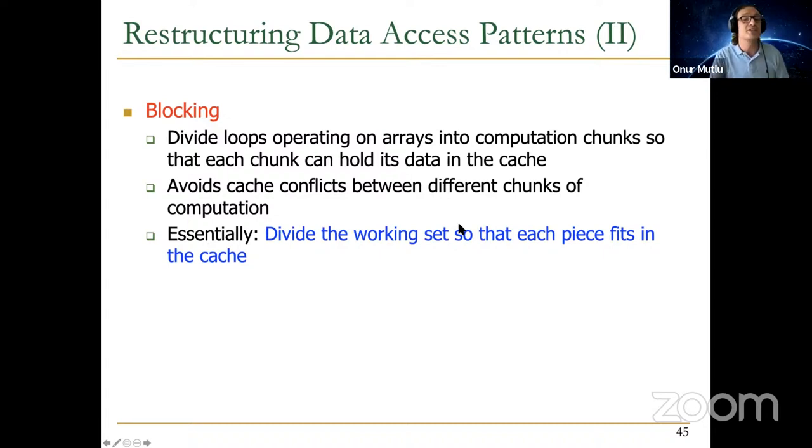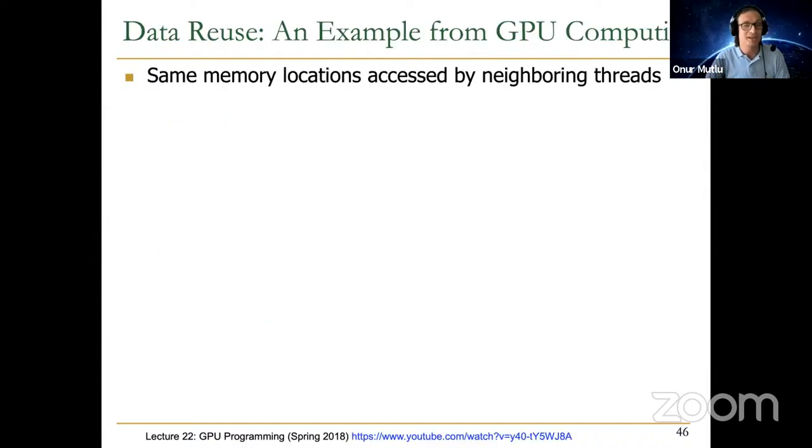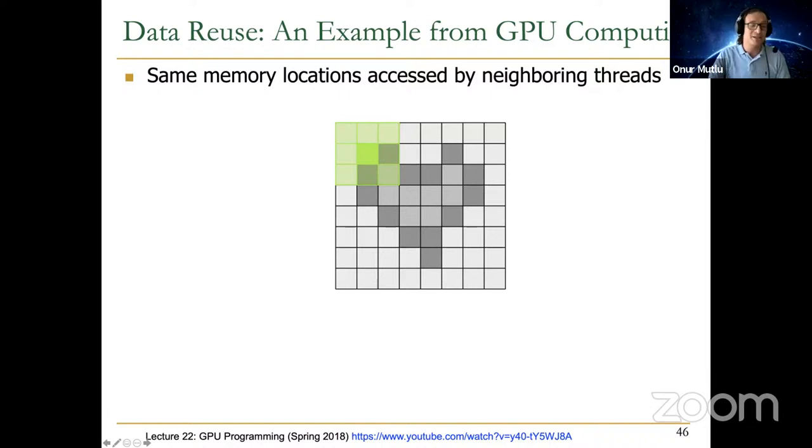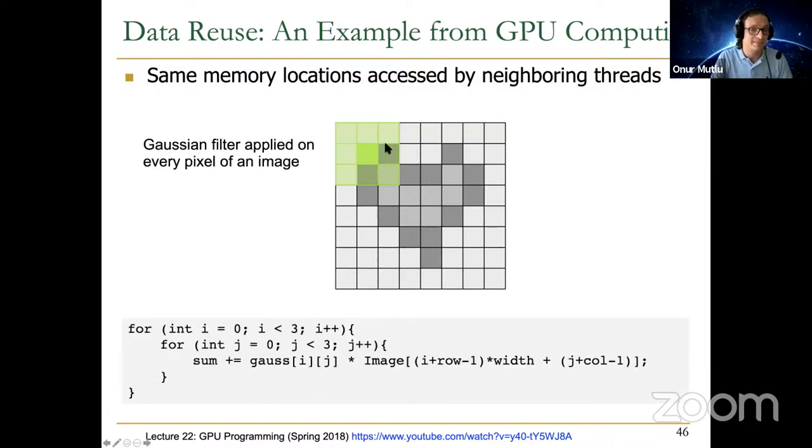And essentially, the idea is to divide the working set so that each piece that you're currently operating on fits in the cache. This is a very general idea, blocking or tiling. I'll give you very quick examples, and I'll refer you to some past lectures to see more examples. But this is an example that we had provided in an earlier lecture on GPU computing. The same memory locations are accessed by neighboring threads. So assuming that you're doing filtering, you're applying this 3x3 filter on a huge image.